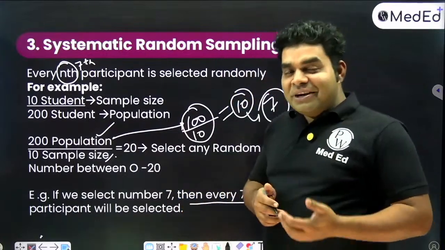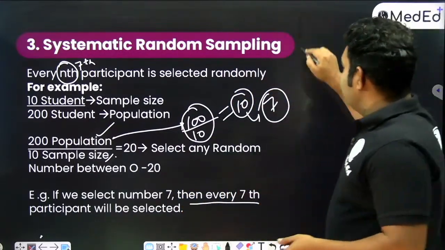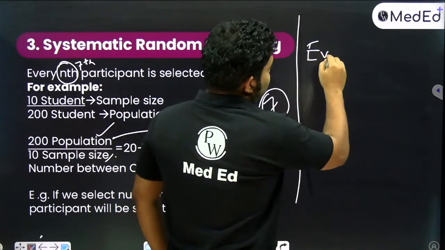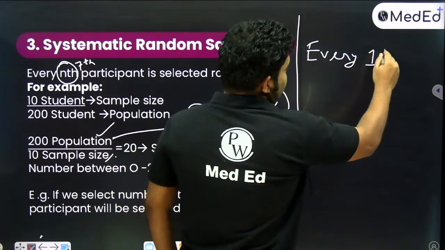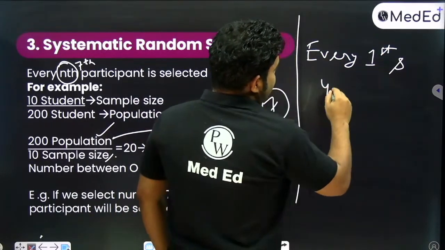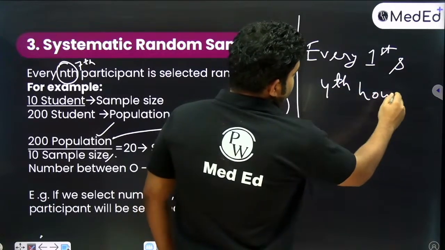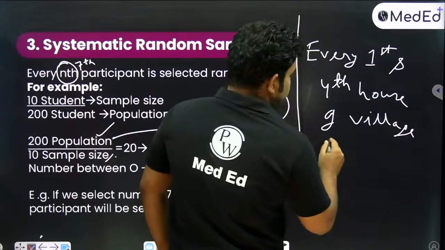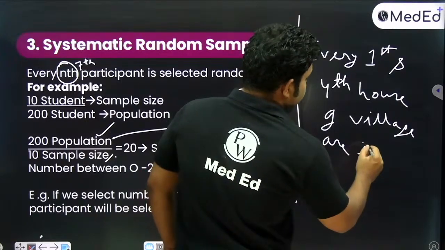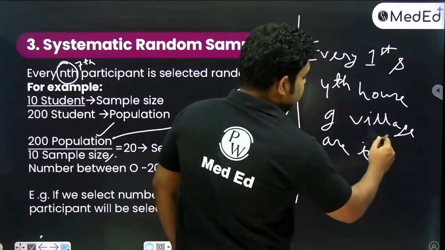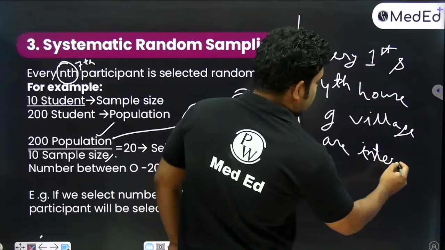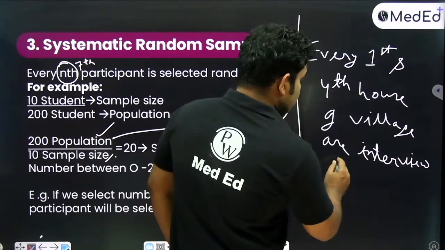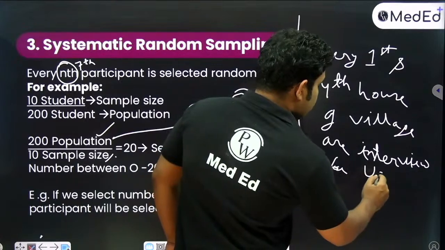So if you want to know it, you thought that you will interview every first and fourth house. So you will go to every first and fourth house in the village and interview them to know whether they are using family planning methods or not. Every first and fourth house, interview for use of condom questionnaire.